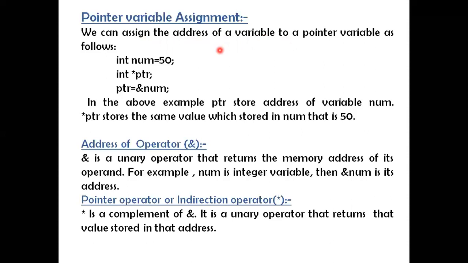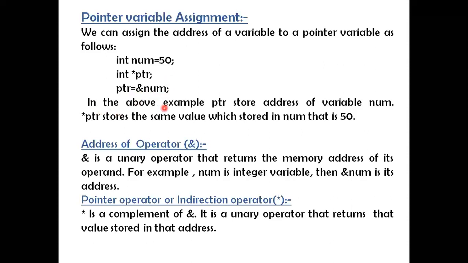The first line, int num is equal to 50. 50 is the value given by the user, that is initialized to which variable? Num variable. Num is a variable of integer data type. In the second line, we have just declared a pointer variable, that is int star ptr. In the third line, ptr is a pointer variable. The pointer variable is holding the address of which variable? Num variable. Okay, got it? This is how the pointer variable assignment works.